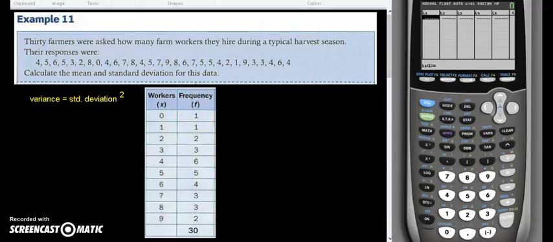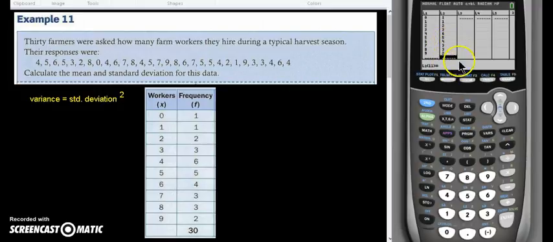Okay, so I'm going to pause the video, and you should also pause the video too. All right, so L1, you have your workers, your L2 will be frequency. All right, pause the video now, please. Okay, I hope you have entered workers under your L1 and the frequency for your L2. All right, and make sure you double check your values.